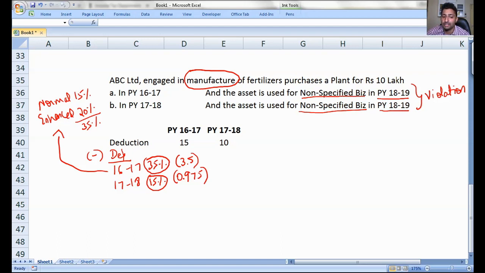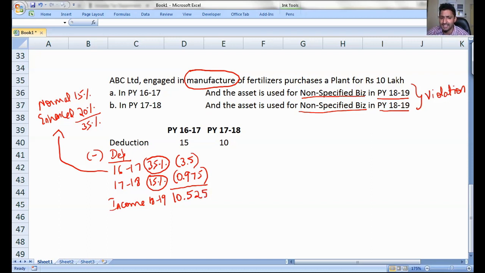Remember, the notional depreciation should be done according to the cost of the asset and not according to the deduction that you have claimed. So the income that you'll have to offer in 18-19, the year of violation, is 10.525. I hope this is clear.